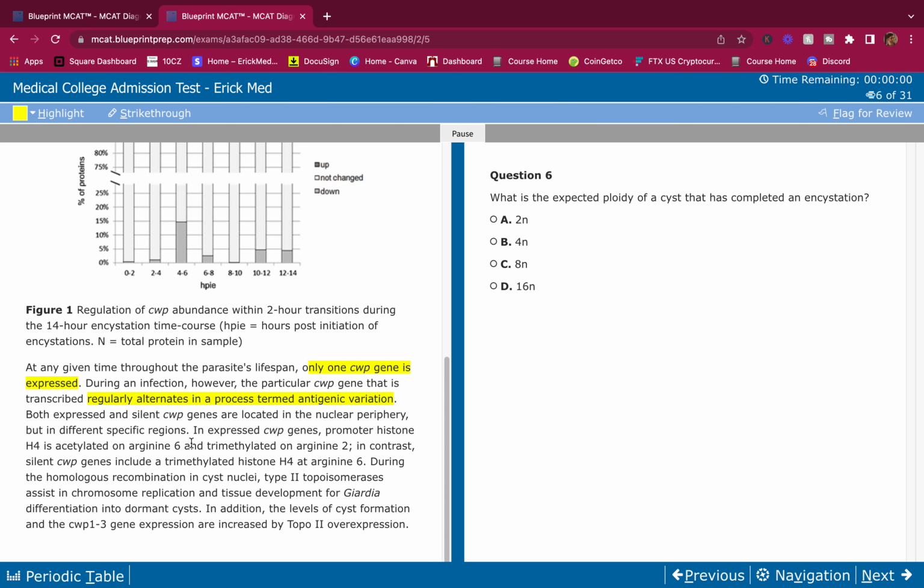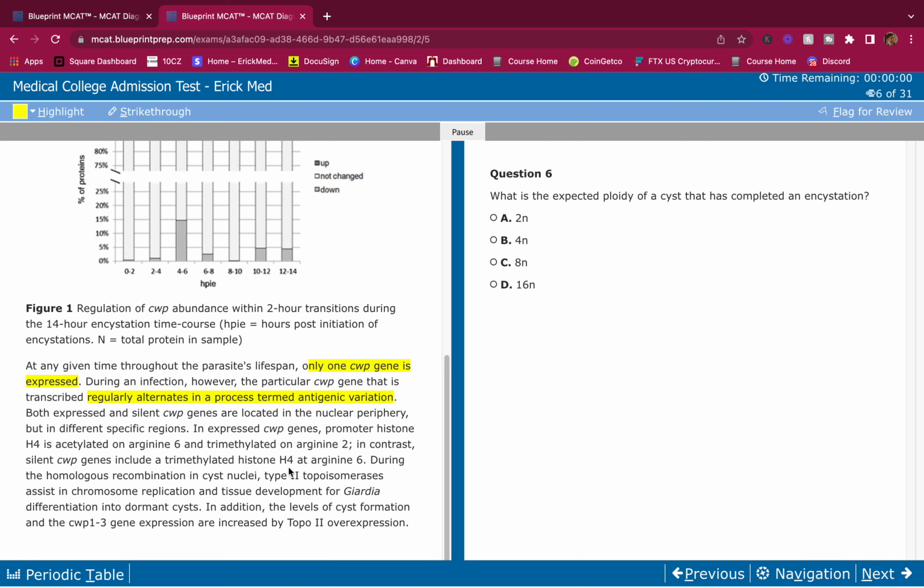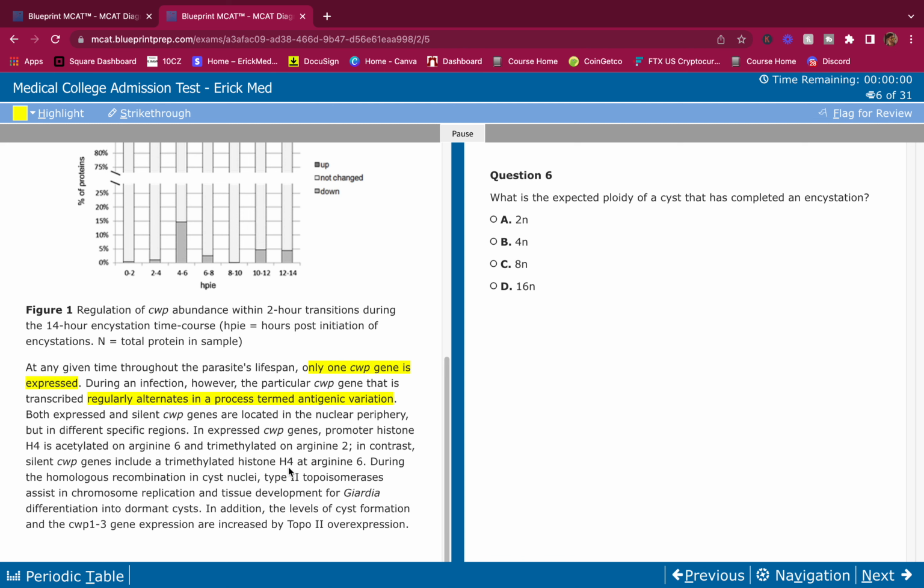Both expressed and silent CWP genes are located in the nuclear periphery, but in different specific regions. In expressed CWP genes, promoter histone H4 is acetylated on arginine 6 and trimethylated on arginine 2. In contrast, silent CWP genes include a trimethylated histone H4 at arginine 6.